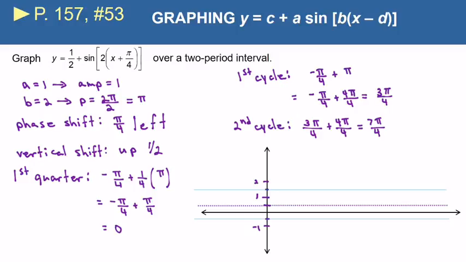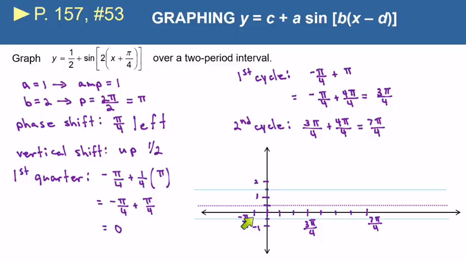Remember, we start at -π/4. So I'll just make a mark here and call that -π/4. Now we found out our first quarter mark goes on the axis. So there's my first quarter mark, 2, 3, 4. There's my fourth mark, and that's the end of the first cycle. So that's 3π/4, and then 4 more evenly spaced marks, and that puts us at 7π/4.